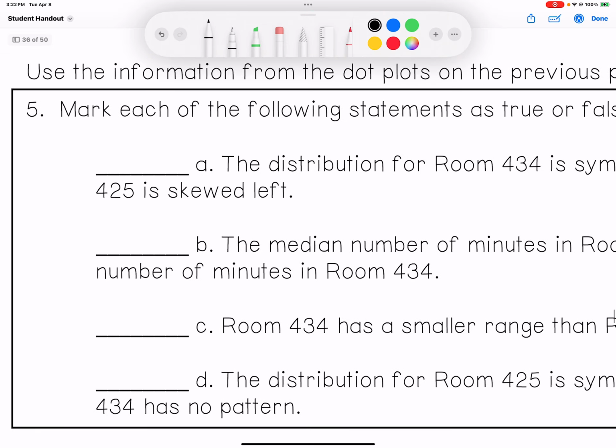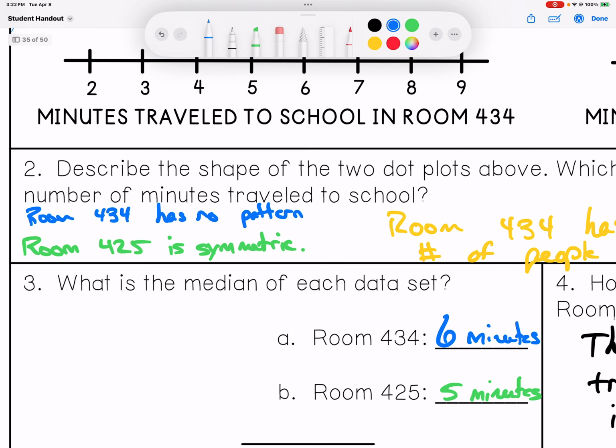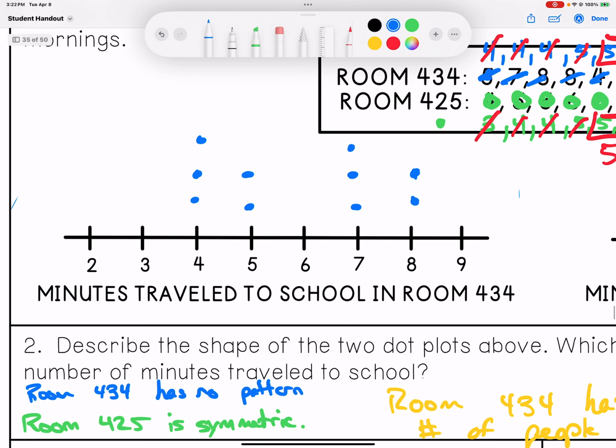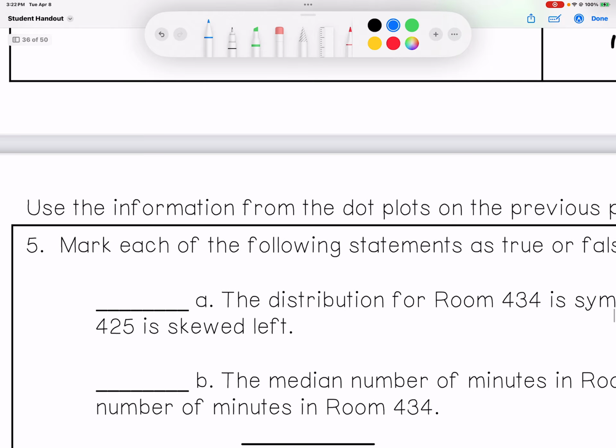Number 5 on the back. Mark each of the following statements as true or false based on their information. All right, the distribution of room 434 is symmetrical while the distribution for room 425 is skewed left. That does not look symmetrical. 434 is not symmetrical. So that is false.